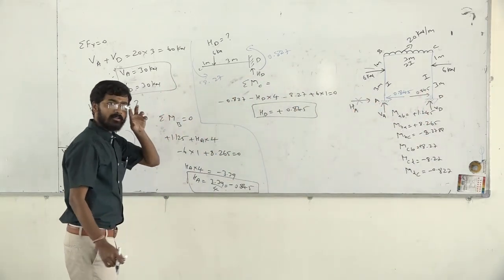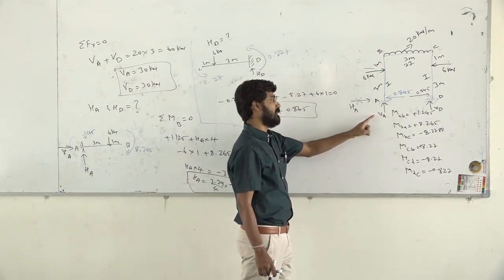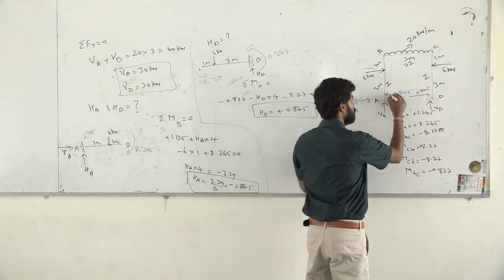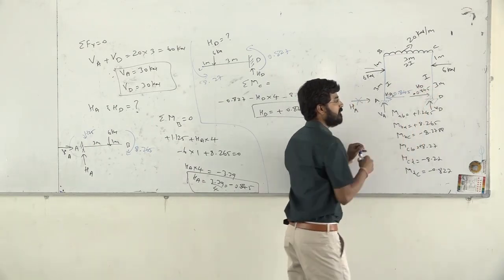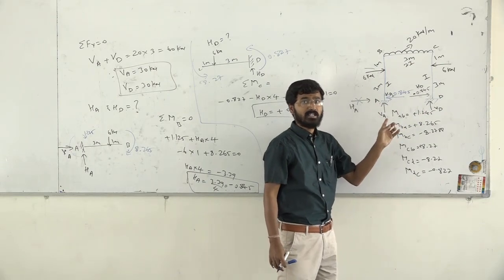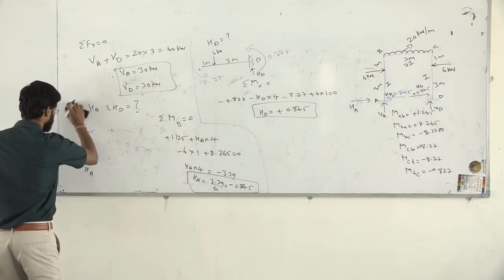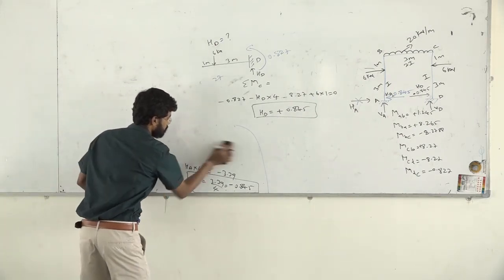Now we have got our moments. If you see here, we have got all the moments. We have got all the reactions. We have calculated our VA. We have calculated our HA. So this is our HA. This is our HD. So HA we have got, HD we have got, VA we have got, VD we have got, all the values we have got. The only thing is we have to draw our bending moment diagram. So we have to go with the bending moment diagram. Now let us see our bending moment diagram over here.